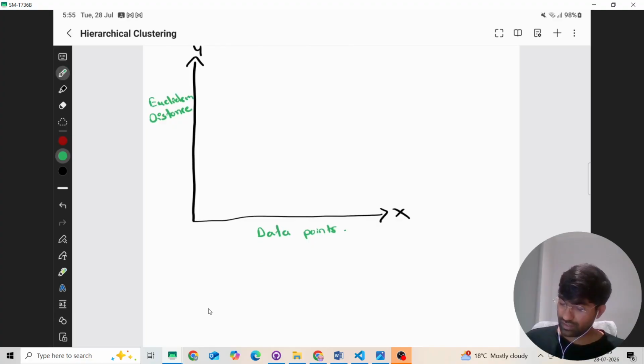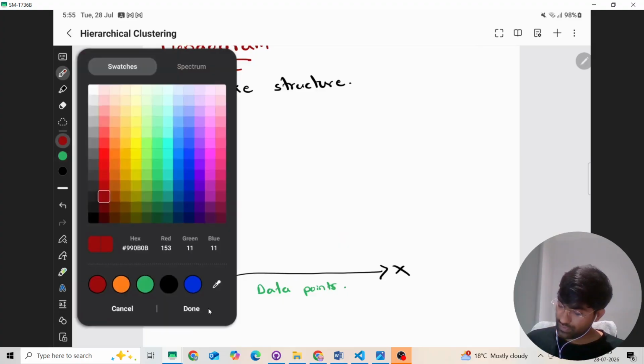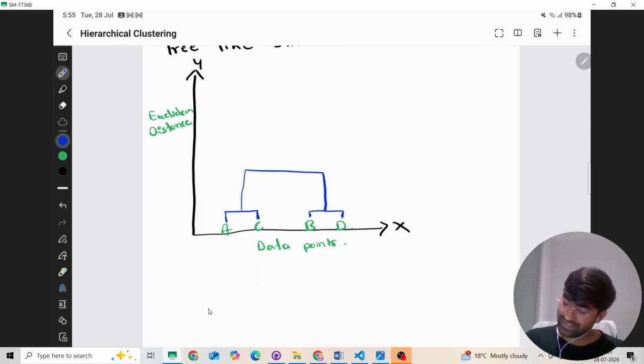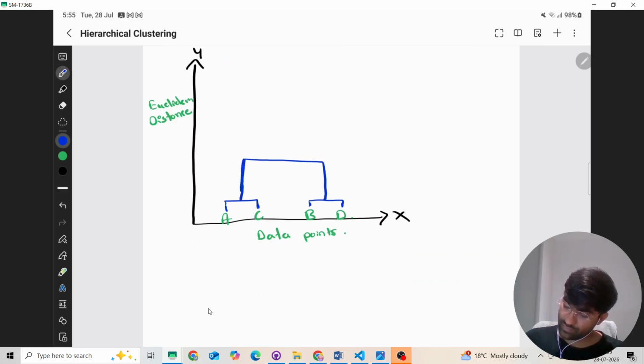So what this dendrogram does is, it will form the clusters. Suppose I have data points A, C, B and D. So my first clusters will be A and C, B and D, separate for each cluster. Then I have joined these two, formed one cluster, and joined these two and formed one cluster. And then I joined both the clusters to form one big cluster. So if you see this distance, this vertical line, that is y-axis. Let me change the color of this.